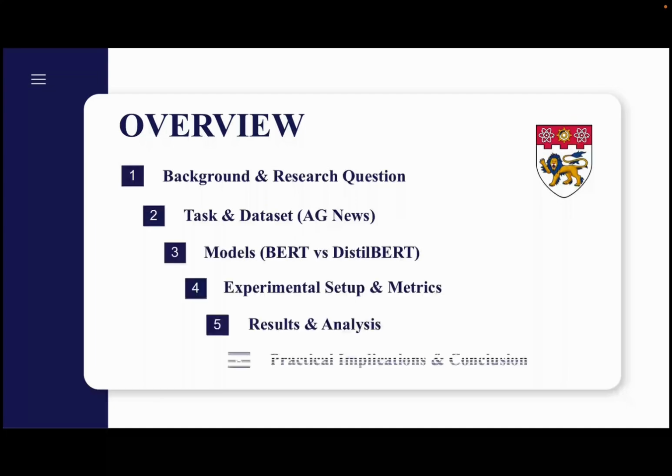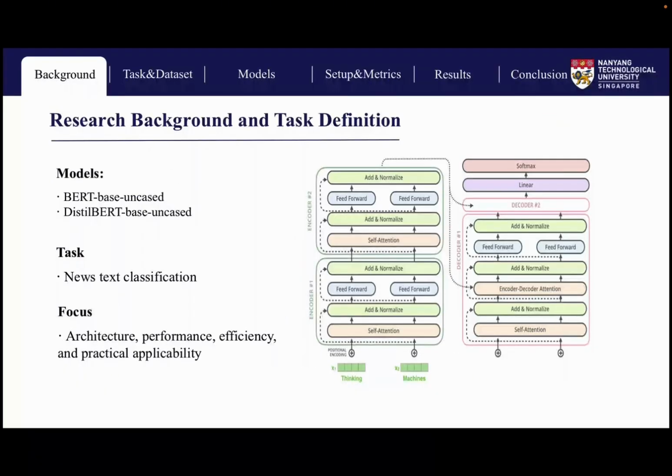To give you a roadmap of our presentation, I will guide you through the following sections. First, I will cover the task, dataset, and the background of our research. This is a section I primarily focus on. Next, our group member will look at the models, specifically examining the architecture difference between BERT and DistilBERT. Then we will move on to our experimental setup and metrics, and we will present our results and analysis. Finally, we will conclude with the practical implication of our findings.